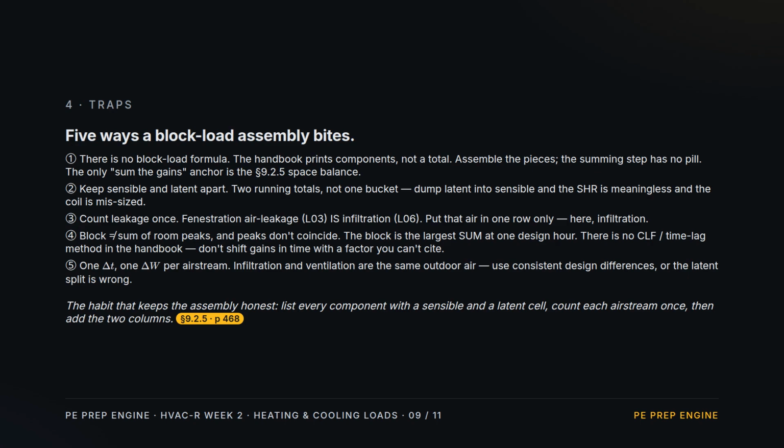4. The block isn't the sum of each room's peak, and the parts don't peak together. There's no cooling load factor in the handbook to shift gains in time. 5. Infiltration and ventilation are the same outdoor air, so use one temperature difference and one humidity ratio difference.